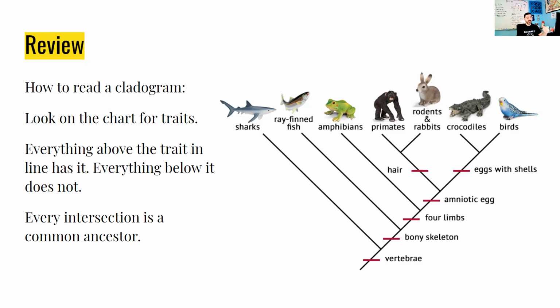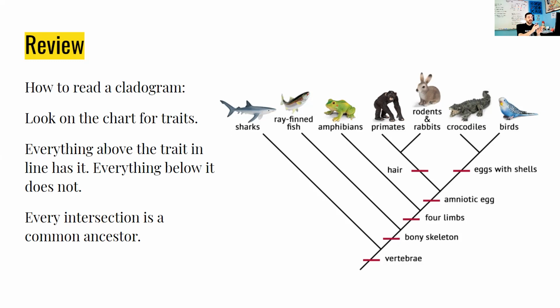So the very bottom here, the very first characteristic listed is vertebrae, which means every organism on this cladogram has a vertebrae. As we move up to the next characteristic, bony skeleton, well, now the shark is not after that characteristic, it's before it, which means it does not possess that trait. That is one way that we've separated the shark from all the other organisms. One, it has a vertebrae. That's one thing it has in common with everything else. However, it doesn't have a bony skeleton. So that's the first characteristic that allowed us to isolate the shark from the rest of the group.